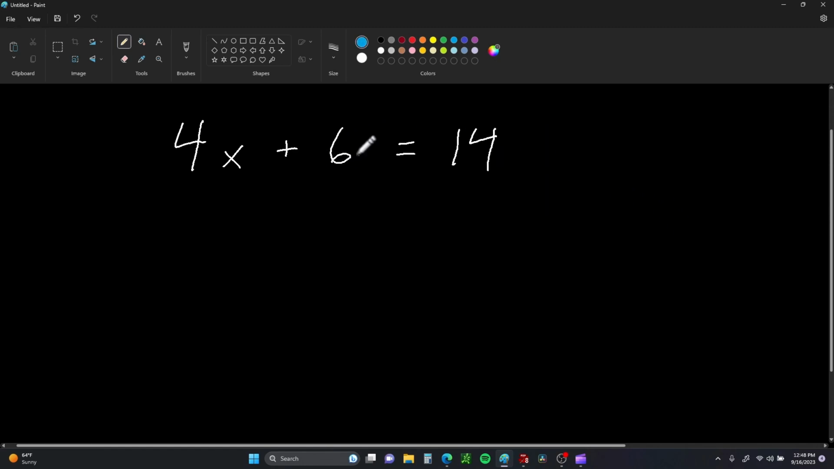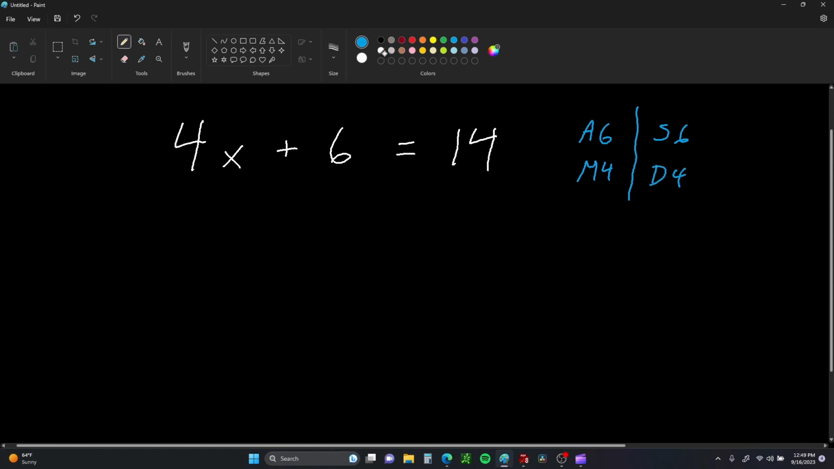So here I'm adding 6 to x, and I'm multiplying by 4. To solve this, I want to do the opposite of what's being done to x, and I want to do reverse order of operations because I want to get rid of the plus 6 first. So I'm going to subtract 6, and then I'm going to divide by 4.